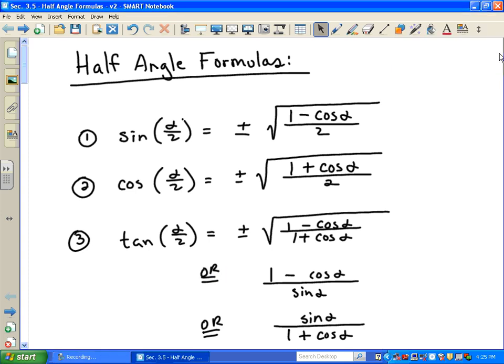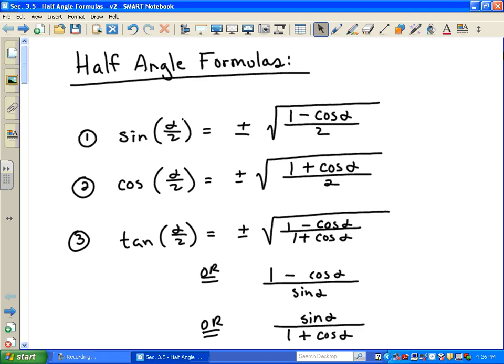Now we will look at half-angle formulas. These are used when I don't necessarily know the trig function for the original angle, a half angle, but I do know the trig function value for the single angle. On these, you may want to take a moment and write down these formulas.